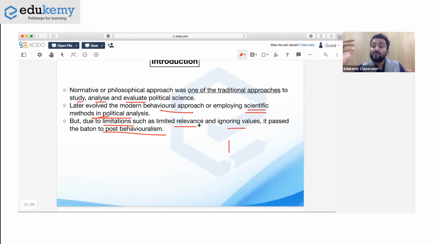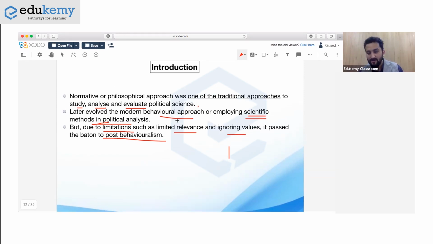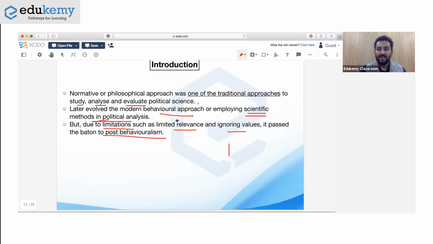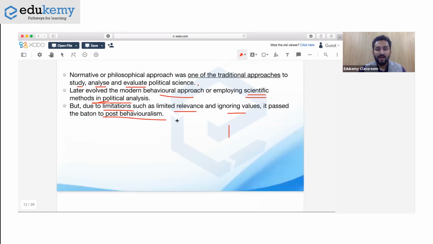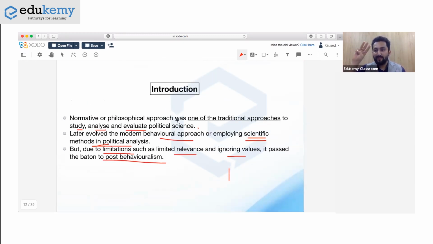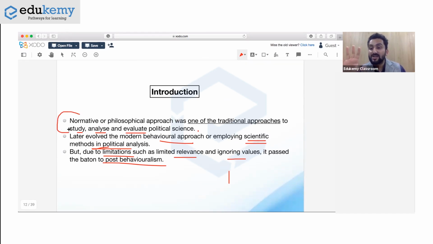And when we talk about post-behavioralism, we talk about a mixture of values and scientific discipline, right? So this is what you need to mention in the introduction. Now, when it comes to the body, what needs to be done? Whatever 3 points you have mentioned, your body should have 3 paras or 3 broad dimensions. What are the broad dimensions? First is the normative approach. Since the word is discuss, we have to discuss the normative approach.